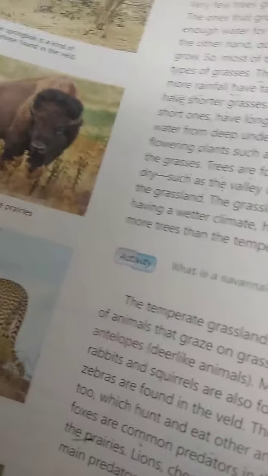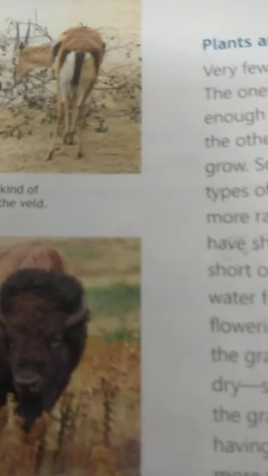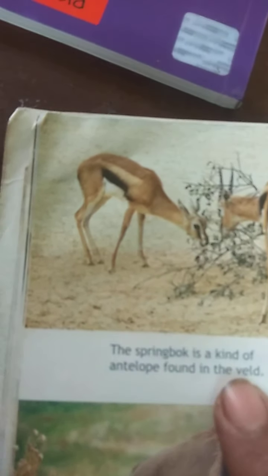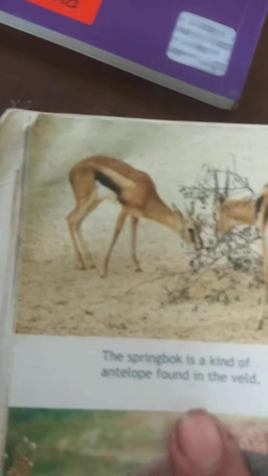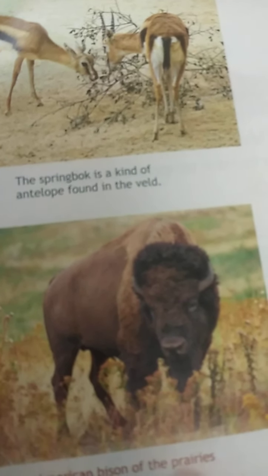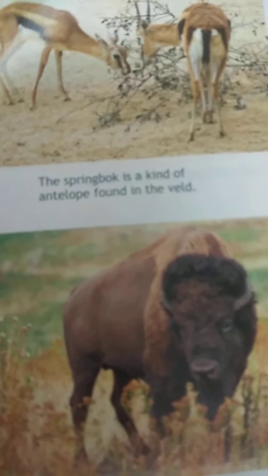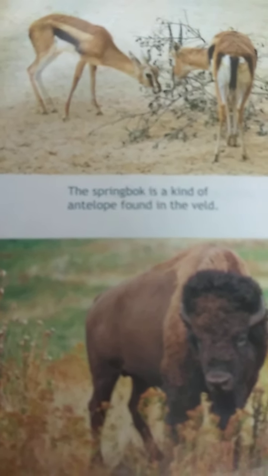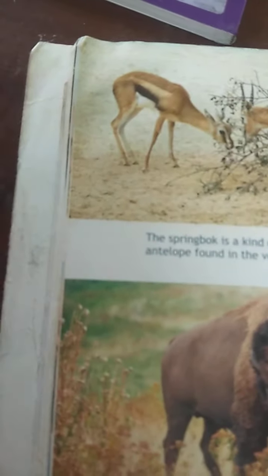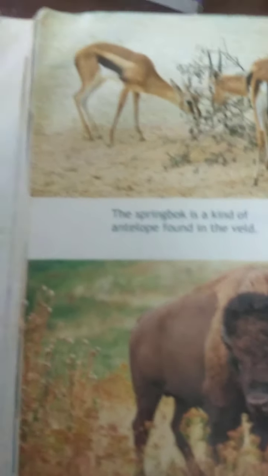Different types of animals live in this place. Number one, the springbok is a kind of antelope found in the veld area. Number two, the American bison of the prairies. Look at this picture. This is the bison, and this animal is found in America, and there is the African cheetah. We know that very well. Africa is famous for its animals.